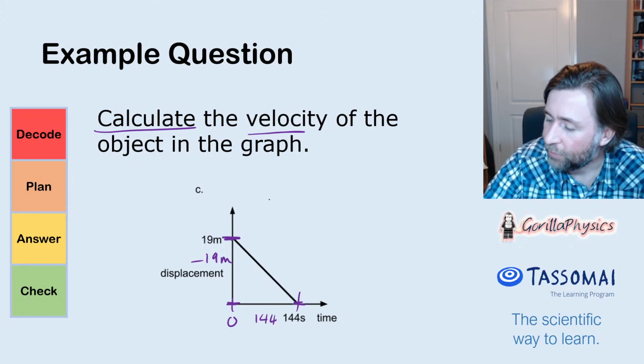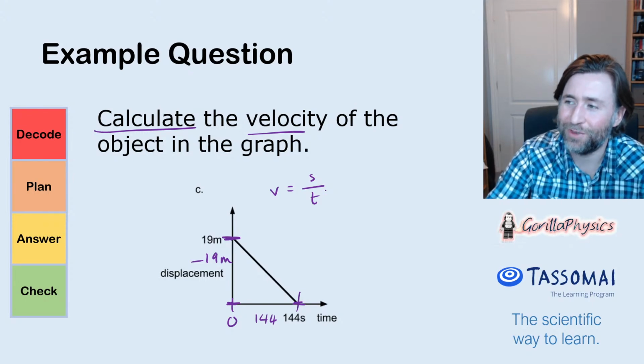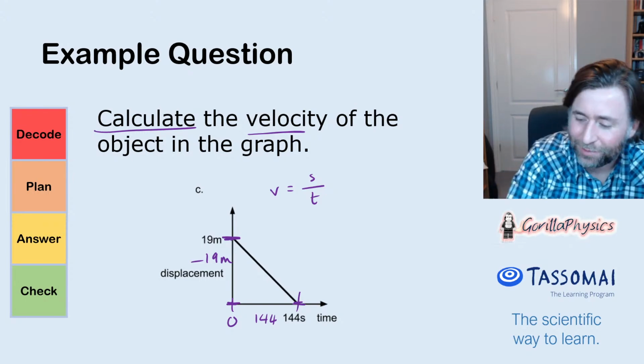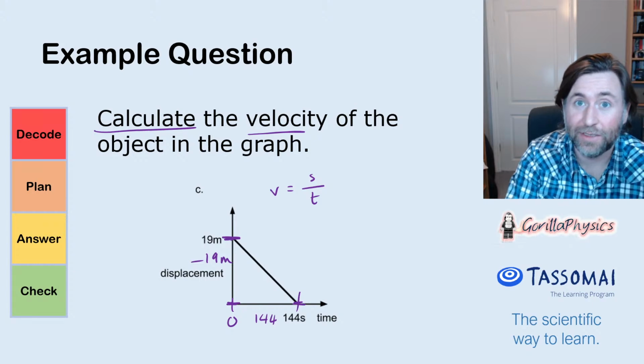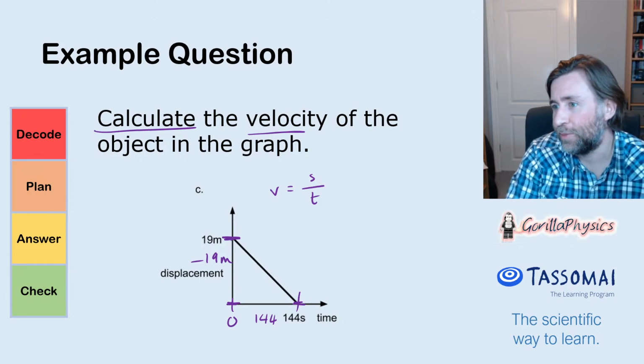So what do we need to do? Calculate velocity. V is s over t. Now here's, as I said, where it gets a bit confusing. S we use for displacement. Okay, it means space basically. So don't get confused with that and speed.